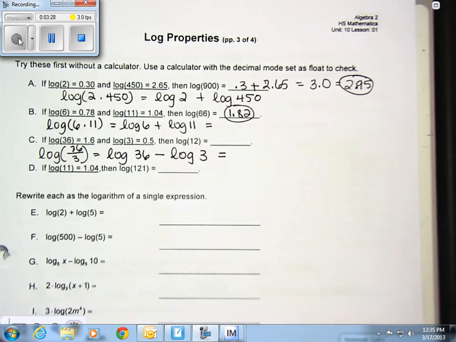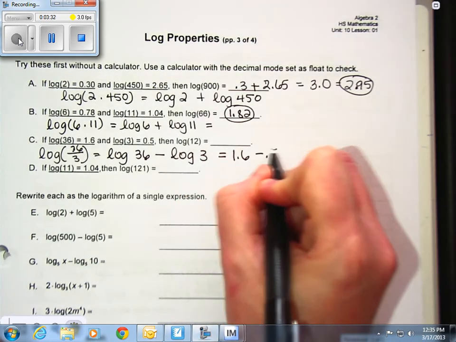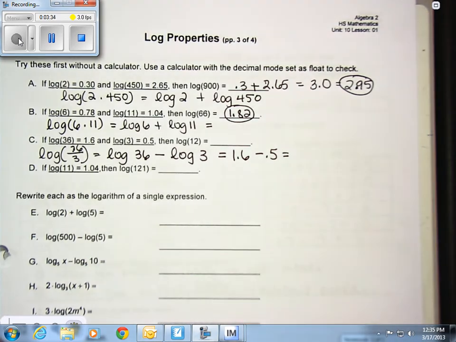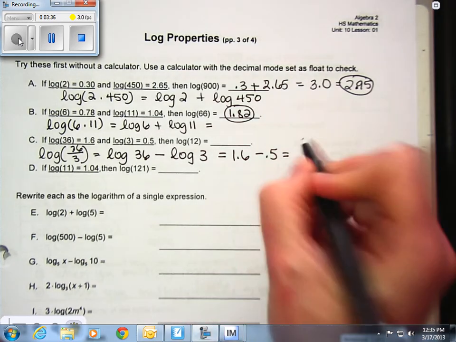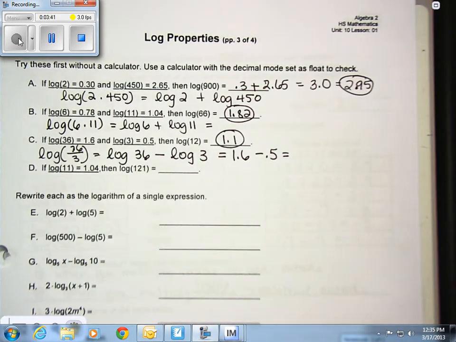And log of 36 is 1.6. The log of 3 is 0.5. If I subtract those, 1.6 minus 0.5 should give me 1.1. And so there I've used the quotient property to evaluate a logarithm.